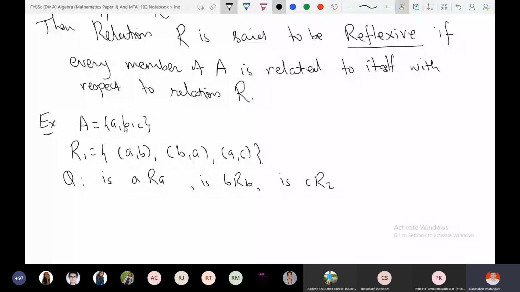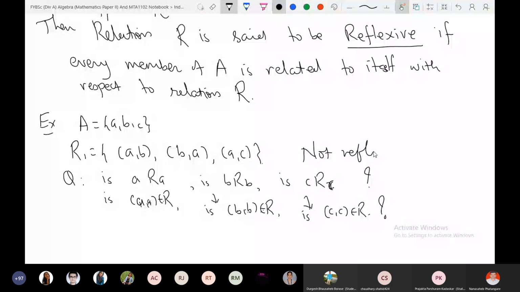This question is similar to asking whether (A, A) is in the relation. This is equivalent to saying that (B, B) is in relation R. This is equivalent to saying that (C, C) is in R, right? So when checking whether this relation is reflexive, unless the (A, A) pair is there, we cannot say that A is related to A. Unless the pair (B, B) is there, we cannot say that B is related to B, and therefore this is not reflexive.